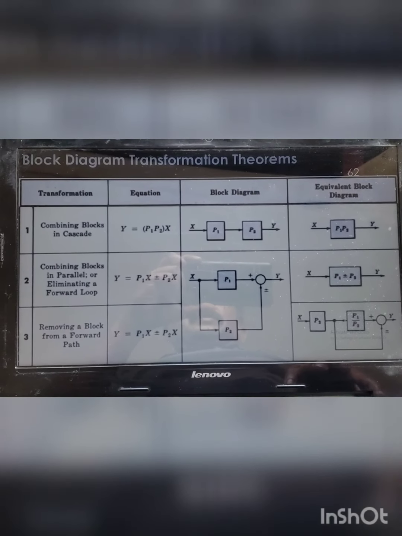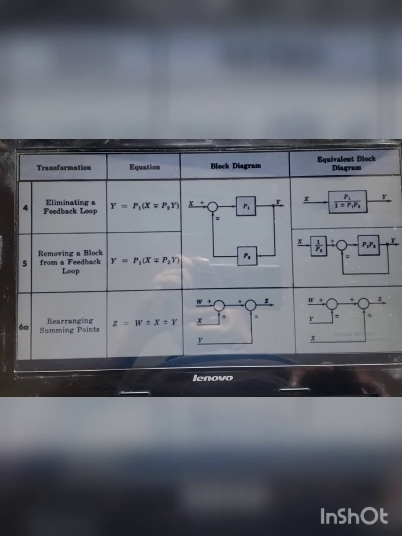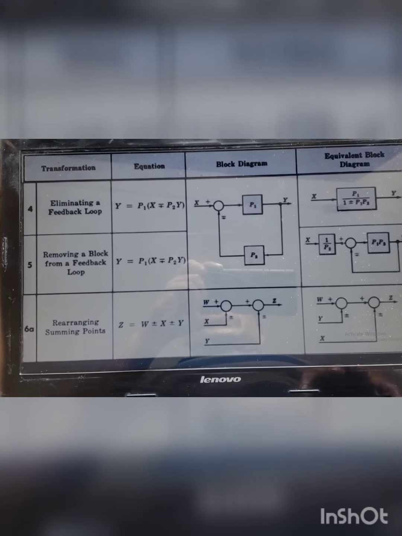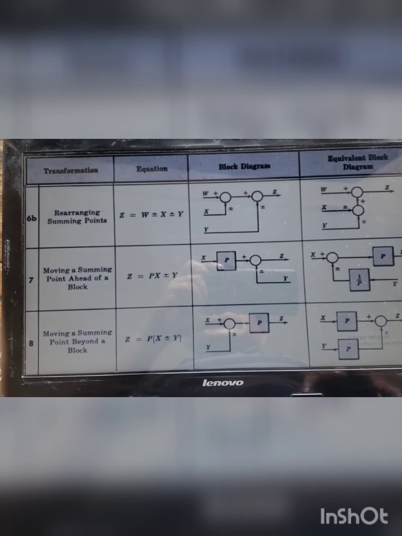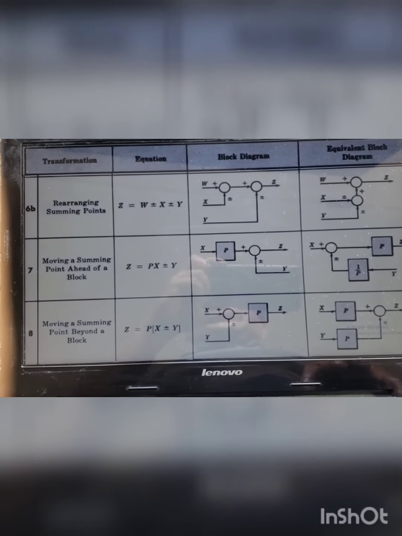P1 minus P2. Then next, you can see these are again some of the transformation methods, that is, when we are solving a complicated problem for the reduction of block diagrams, these are the formulas, or these are the things you are supposed to use in the reduction formulas.